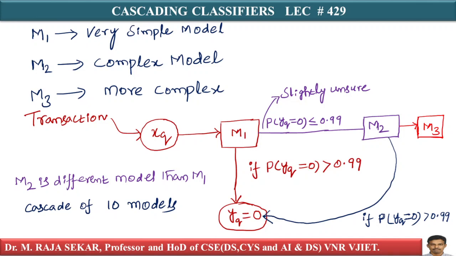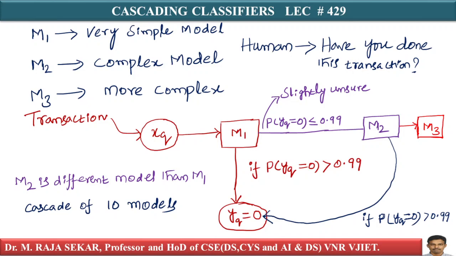At the end of these 10 models, if they are not fully sure that it is not a fraud transaction, they would have a human teleoperator who would call the credit card holder like me and say, Mr. Rajshekhar, have you done this transaction? If I approve it, when I say yes, it is fine. Otherwise, if I say no, I have not done it, this seems to be a fraud case to me, and it can be declared as a fraudulent transaction.